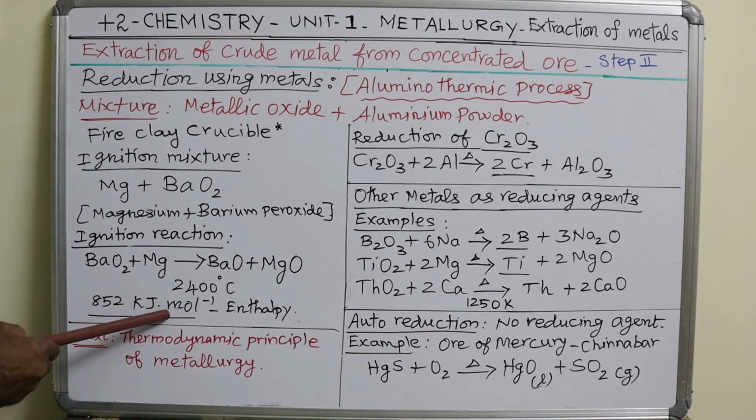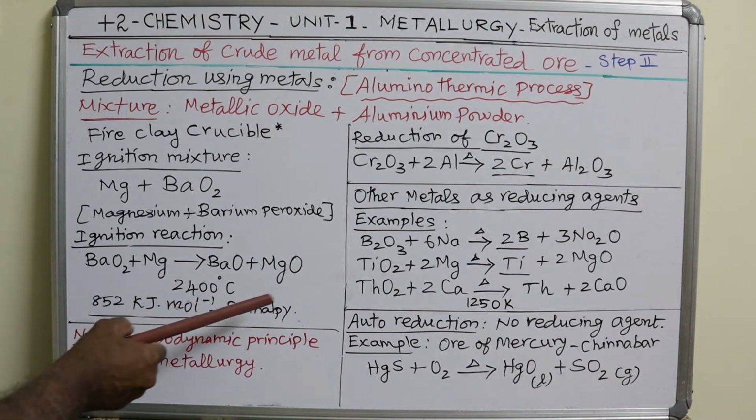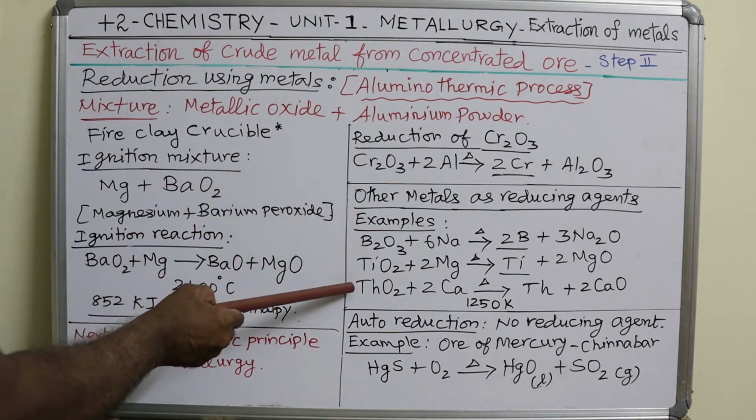In a 1 word answer you can write that. And what is the temperature at which this barium peroxide and magnesium react together to generate this heat? If they ask that, 2400 degrees Celsius also can be given as a 1 word answer. Plenty of such 1 word answers and 2 mark questions are hidden in this.